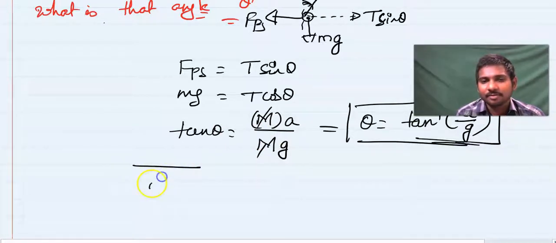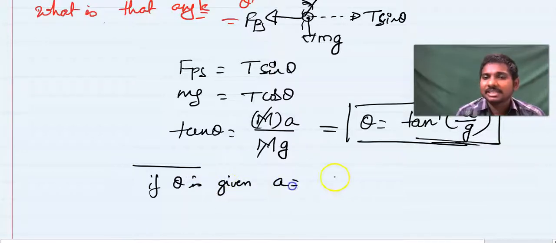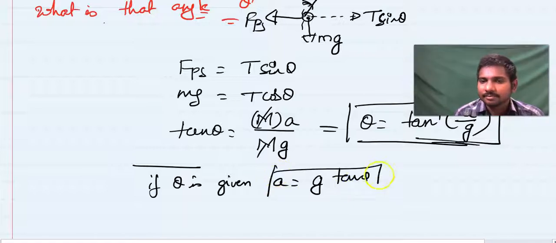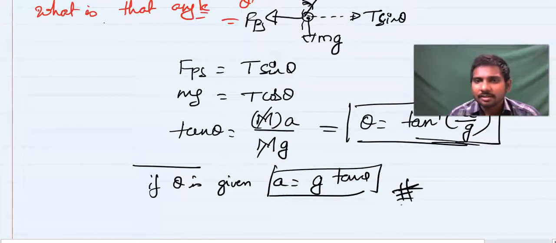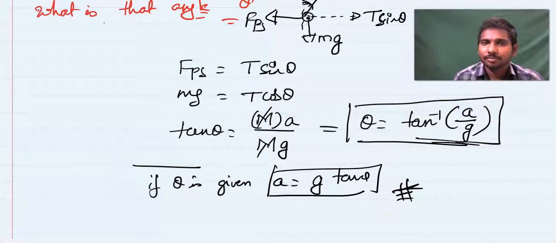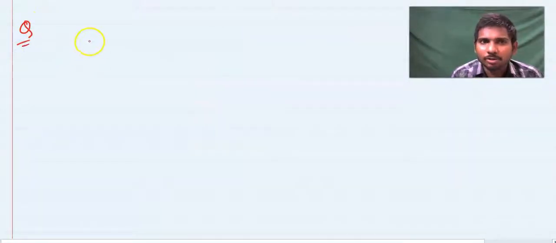If theta is given and acceleration is asked, that acceleration will become g tan theta. This is one question I solved just by using pseudo force, so that you can apply this kind of pseudo force whenever there is observation from a non-inertial frame of reference. So let us go to another question. Let us solve another question on pseudo force.